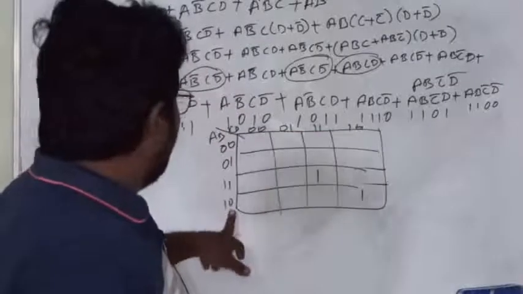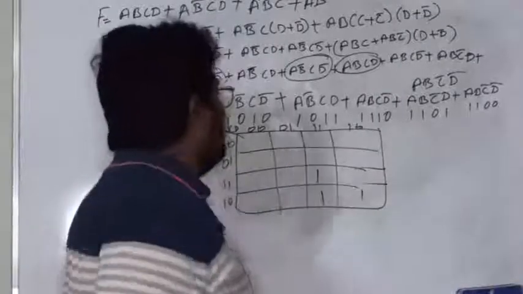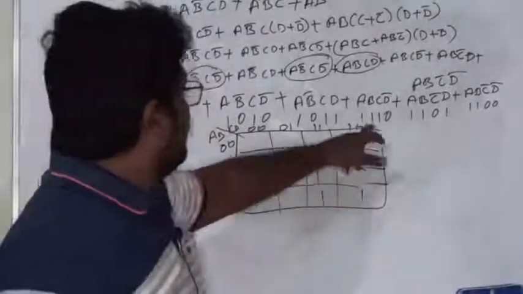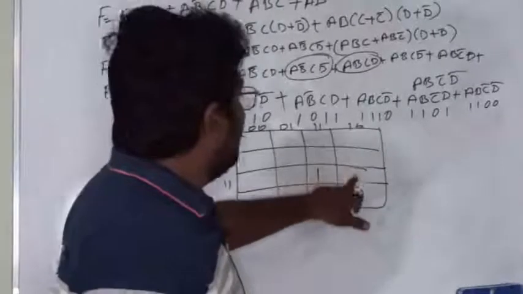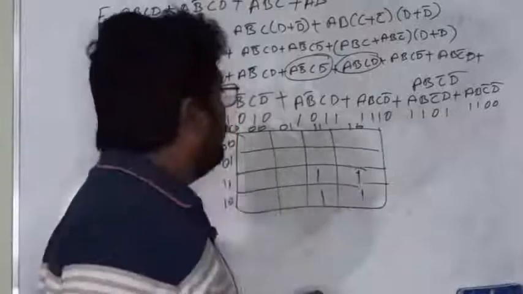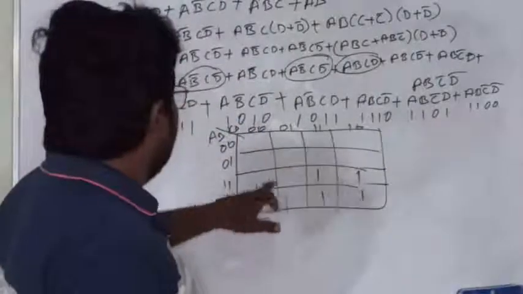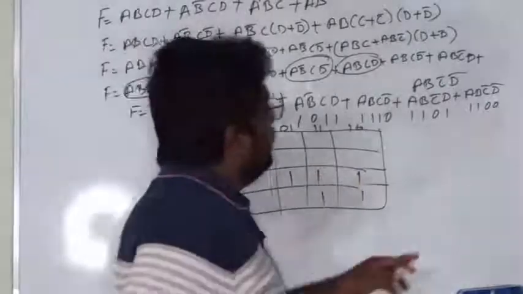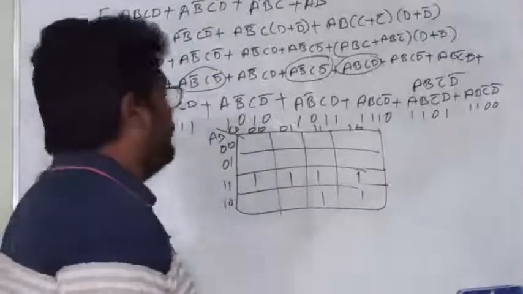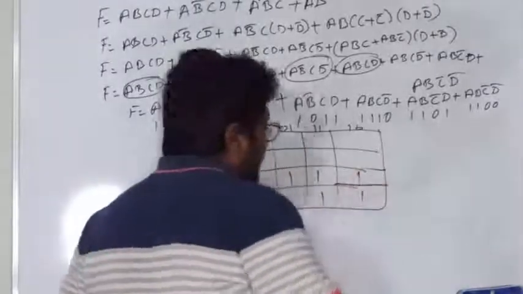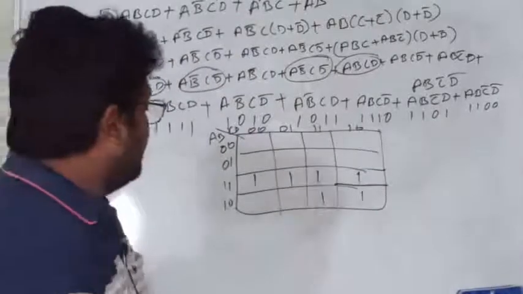The next one is 1, 0, 1, 1. A is 1, B is 0, and C and D are 1s. Next one is 1, 1, 1, 0: A 1, B 1, C 1 and D is 0. Next one is 1, 1, 0, 1. Finally 1, 1, 0, 0. So these are the minterms present in this given Boolean algebraic expression, right?